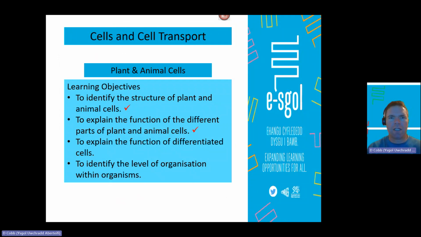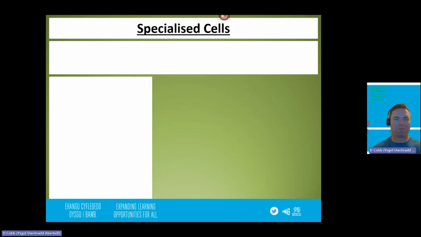Okay, so this is where we are. I said we're going to look at the structure of plant and animal cells. We've done that, and the function of the different parts of plant and animal cells, and I think we've covered that as well. So let's now look at what else we're going to cover. They explain the function of differentiated cells and identify levels of organization within organisms. So let's first of all have a look at what we mean by specialized cells.